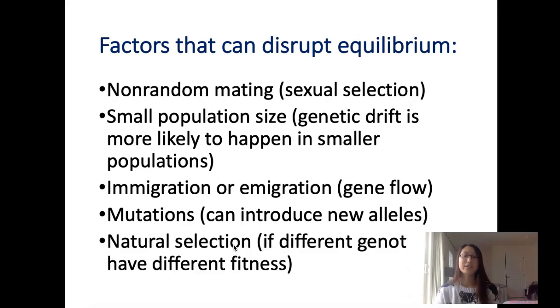Last one, natural selection, that we spend a lot of time talking about. Natural selection allows certain individuals to be more fit than the other ones, which means those individuals can survive and reproduce and pass on their genes more often than the other ones. So the result is the allele frequencies over time is going to change.